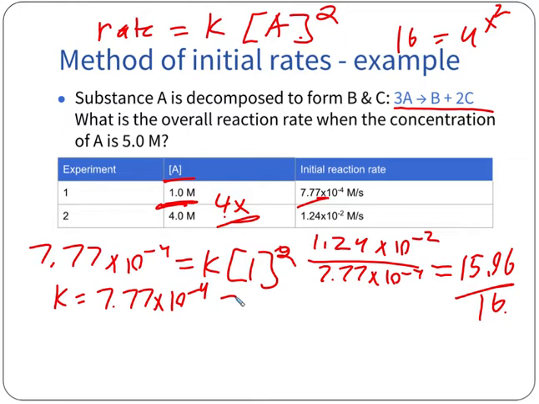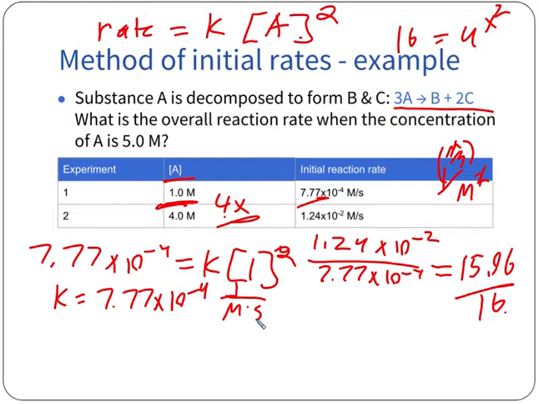Now we just need our unit. Let's look at the order of the reaction. Well, the order of the reaction is just 2, so that's going to end up being, if we look at this here, molar per second over molar squared. This M cancels that right there, so it ends up just being 1 over molar per second right there. And so that's our constant.